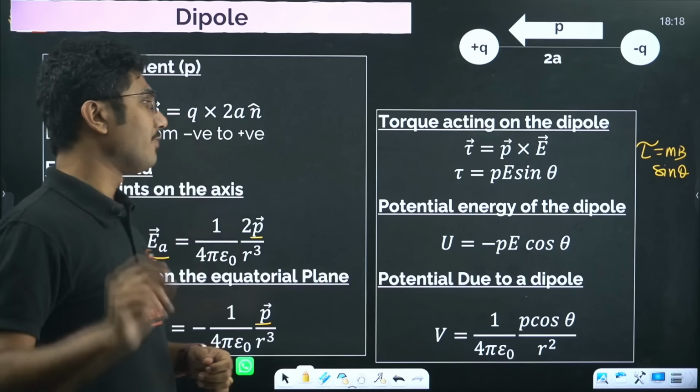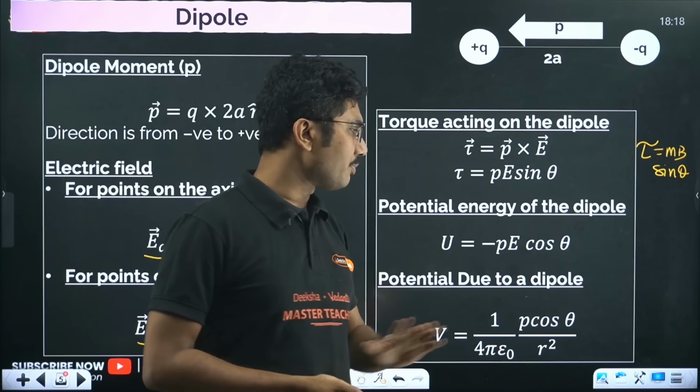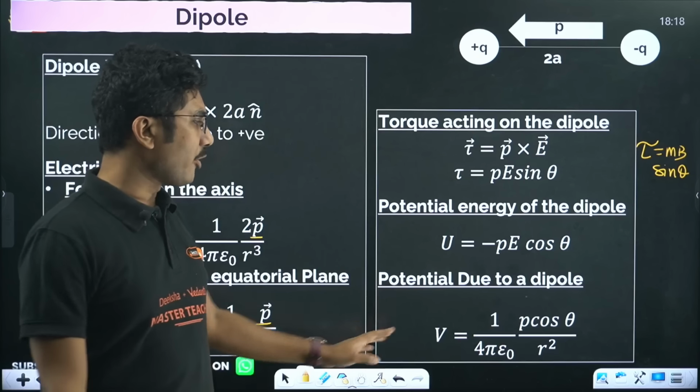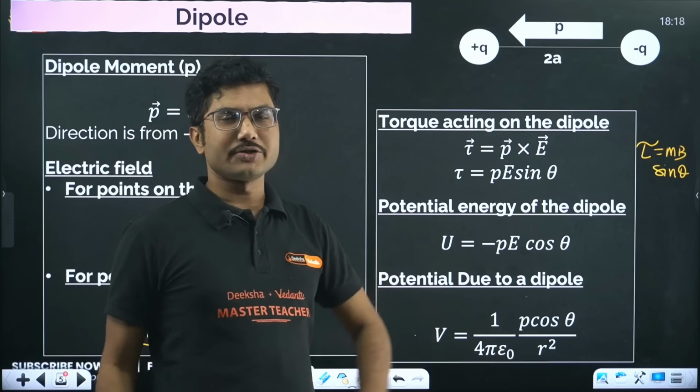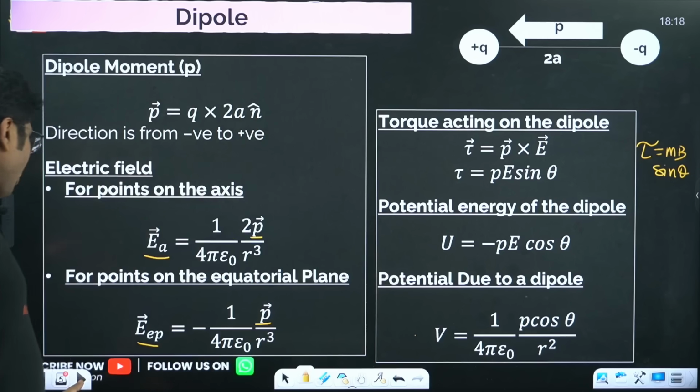Okay, so that is one very important point to remember. Potential due to a dipole is 1 by 4 pi epsilon naught, p cos theta by r square. So only one point you need to remember: potential is inversely proportional to the square of the distance. That is a very specific point to remember.